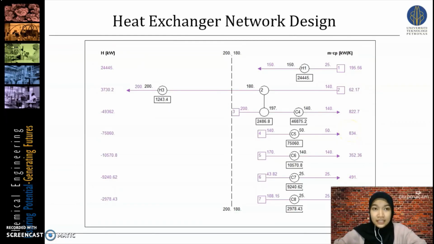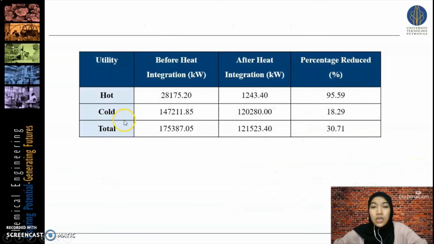So this is the finalized design of our heat exchanger network. We can see from this design, only stream 2 and stream 3 are feasible to be exchanged. For the rest, we have to install a heater and cooler. So from this heat integration, we can reduce the hot utilities by almost 96%. We can also reduce the cold utilities by almost 20%.